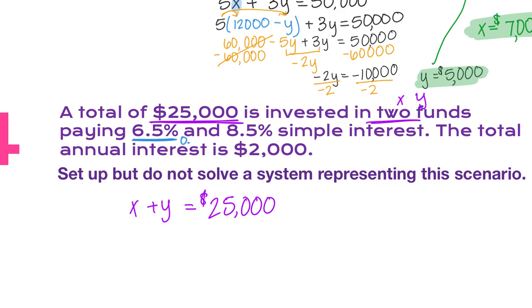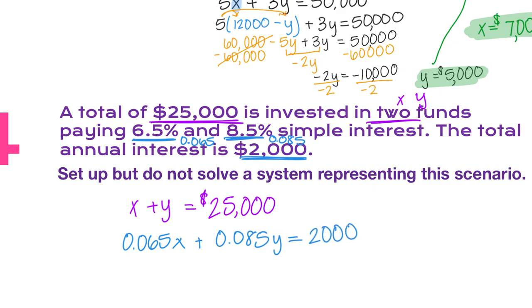And then looking at my second part, those 2 funds are invested in paying 6.5%. Remember, change it to a decimal, 0.065. And 8.5%, which is 0.085, simple interest, and the total annual interest is $2,000. So if I'm looking at this, writing my second equation, I'm going to have 0.065x plus 0.085y equals 2,000. Oops.